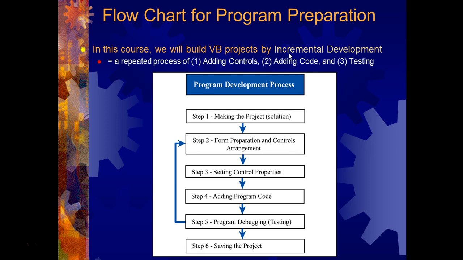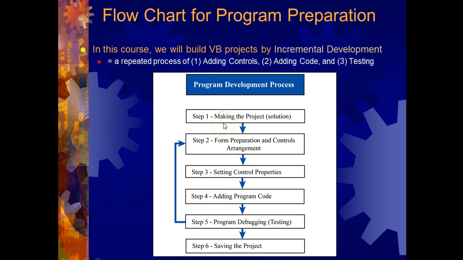A repeated process of adding controls, adding code, and testing. Okay, so you can see that that's what we're going to do. And notice there's this arrow here, which means we'll go back and do this again, and go back and do it again. So this describes some kind of process that we want to do repeatedly. Okay, so let's see what it says.